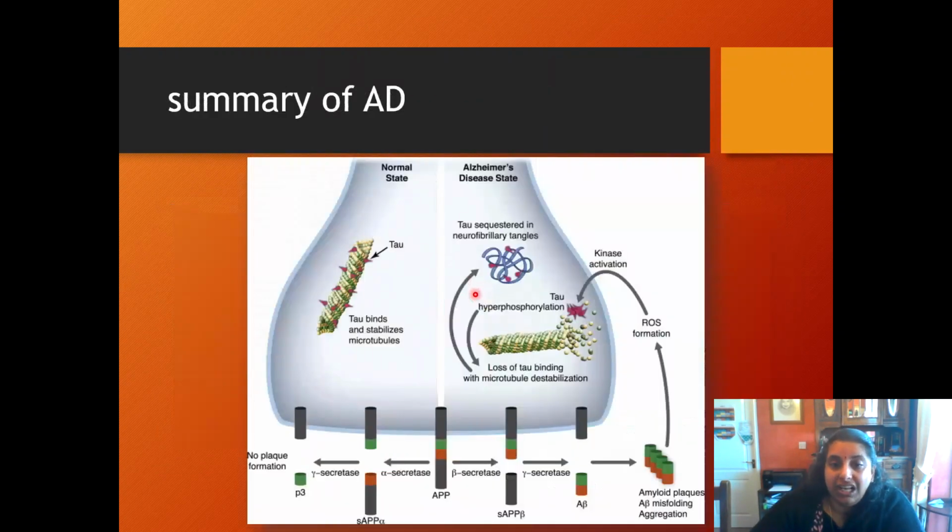All right. Just as a final summary, we know some of these things are happening. Exactly how they cause the neurons to die, we don't know. But what we have is APP in the normal state. It gets cut by the alpha secretase protease and the gamma secretase, and you get these component parts. Tau binds and stabilizes the microtubules. In Alzheimer's disease, you get the beta secretase cutting APP first, and then the gamma secretase, and that leaves you with the A-beta peptide. You get oligomers, A-beta misfolding, aggregation, amyloid plaques.